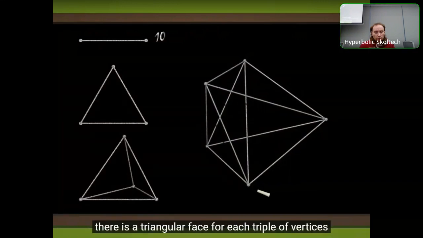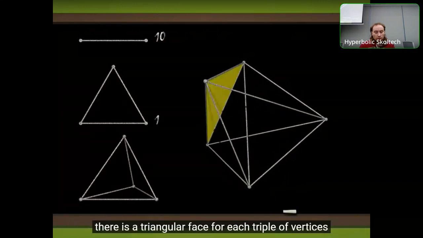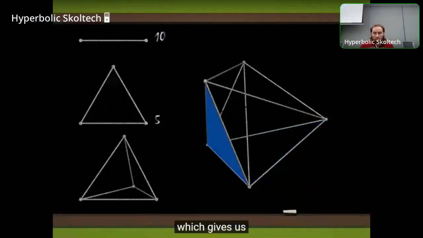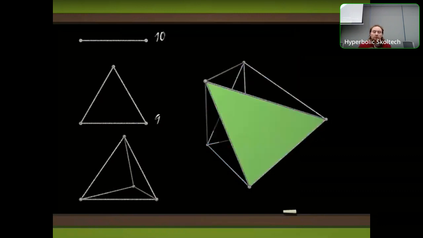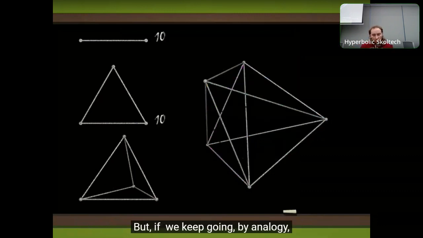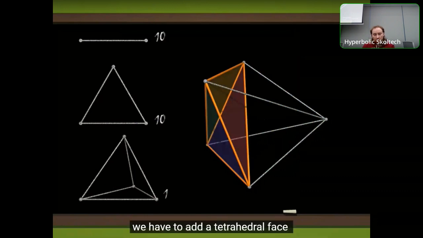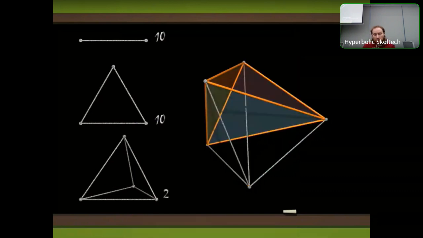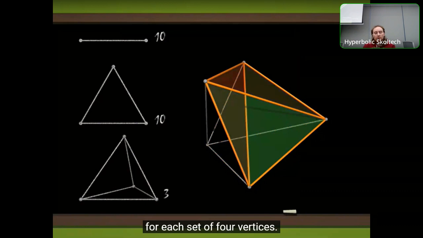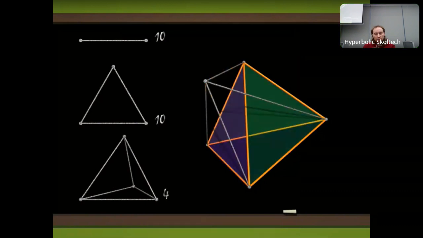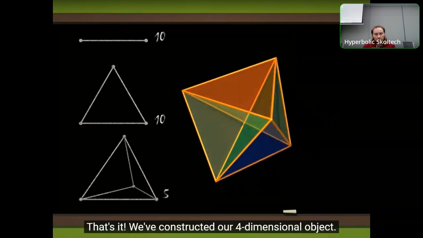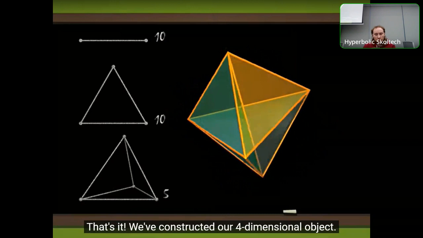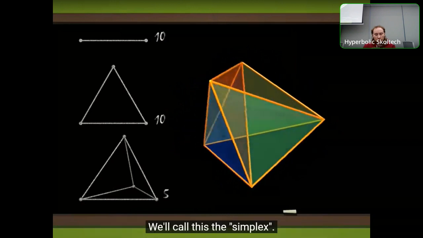In the tetrahedron, there is a triangular face for each triple of vertices. We proceed the same way, which gives us 10 faces. But if we keep going by analogy, we have to add a tetrahedral face for each set of 4 vertices. There are 5 sets. That's it. We've constructed our 4-dimensional object. We'll call this the simplex.